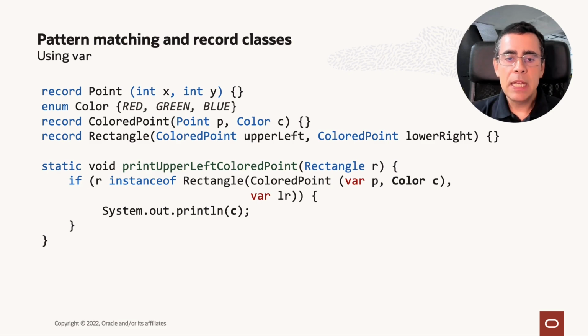A record pattern can use var to match against the record component without stating the type of the component. Note that the names of the pattern variables do not have to be the same as the names of the record components.